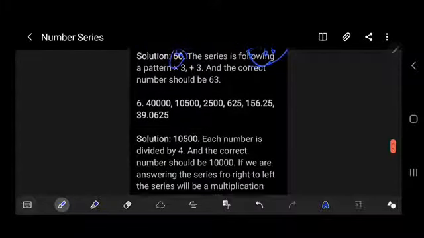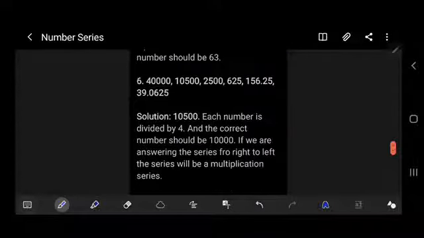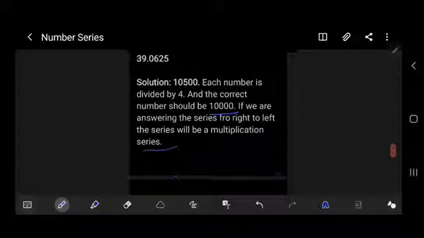Thereafter question number 6. So question number 6 is: 40,000, 10,500, 2,500, 625, 156.25, 39.062. So how will it go? Each number is divided by 4 and the correct number should be 10,000. If you are reading the series from right to left, the series will be a multiplication series. So this is the solution.